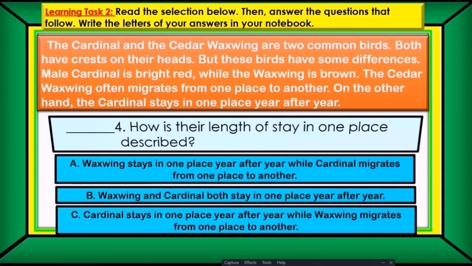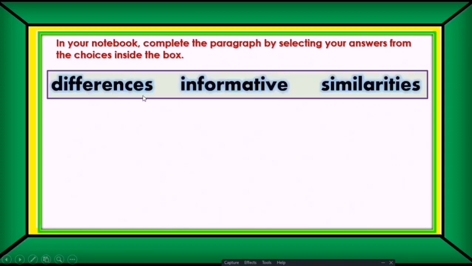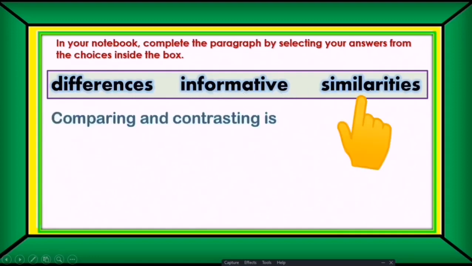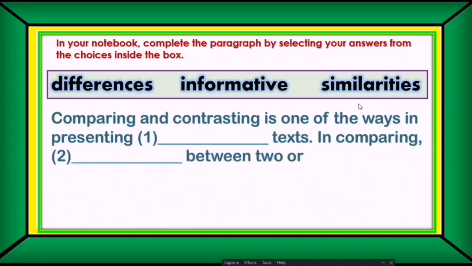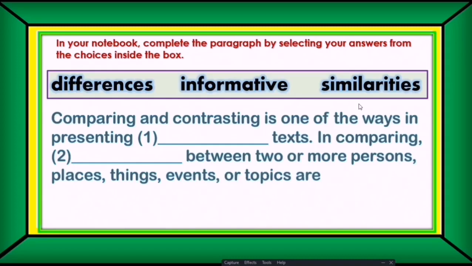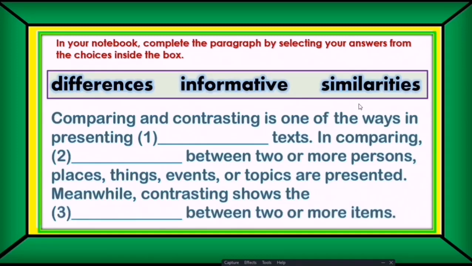That's learning task 2. Now let's proceed to another one. In your notebook, you have to complete the paragraph by selecting your answers from the choices inside the box. The choices inside the box are differences, informative, and similarities. Comparing and contrasting is one of the ways in presenting, number 1, blank text. In comparing blank between two or more persons, places, things, events, or topics are presented. Meanwhile, contrasting shows the blank between two or more items.